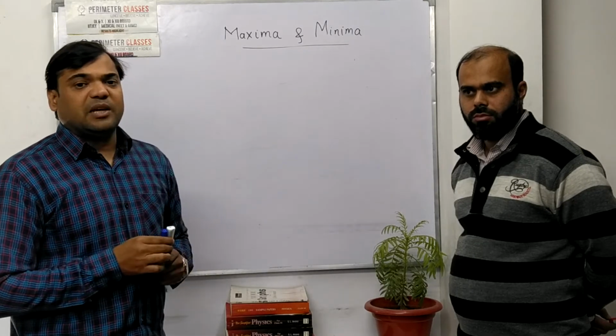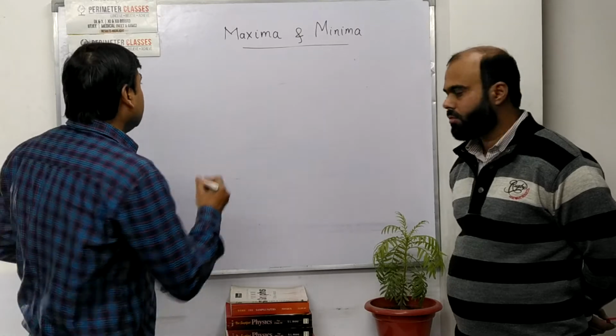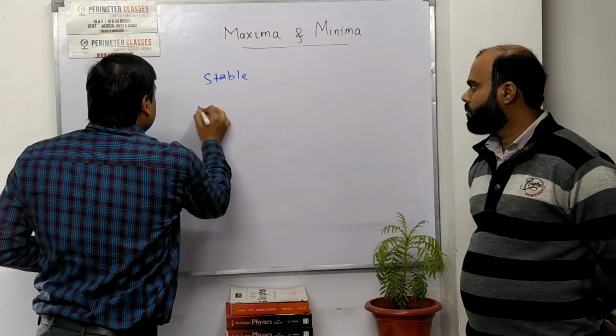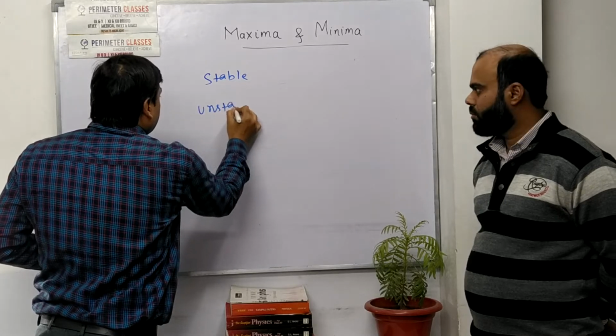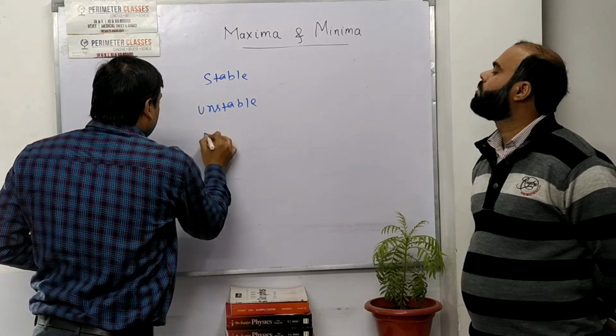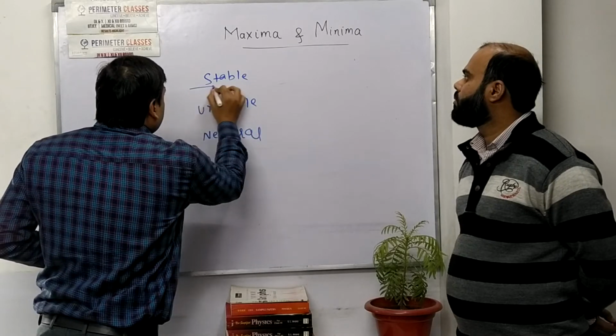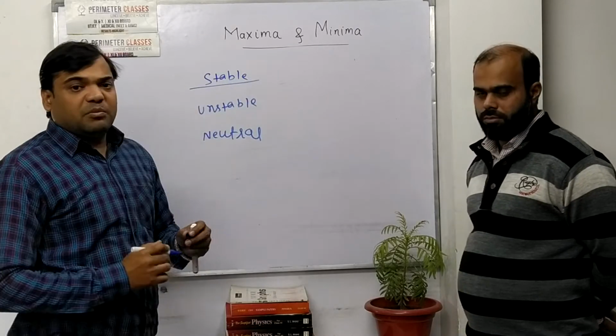There are three types of equilibrium. One is called stable equilibrium. The other is called unstable equilibrium. And the third one is called neutral equilibrium. What is the meaning of a stable equilibrium?